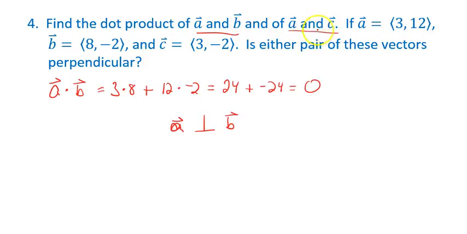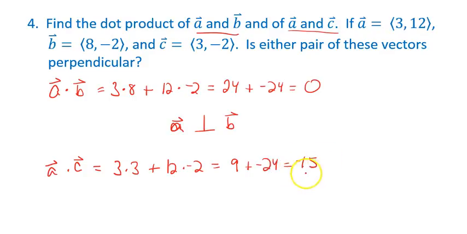The second thing they wanted me to check was A and C. So I'm going to check vector A and vector C with the dot product. So I do the first one in A and the first one in C. So 3 times 3 plus the second one in A and the second one in C. 12 times -2. So I get 9 plus -24, which is -15. And since I did not get a 0 here, I know that vector A and vector C are not perpendicular.